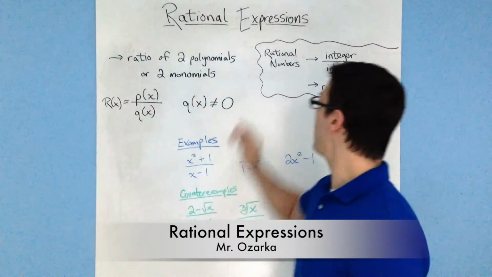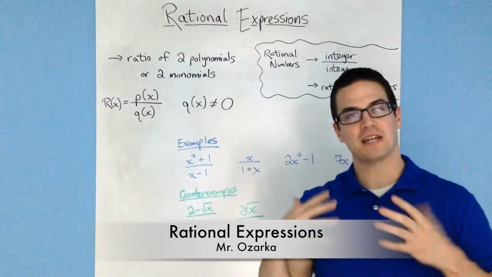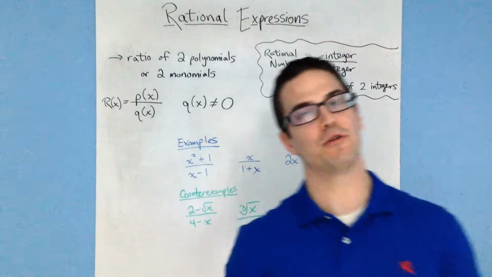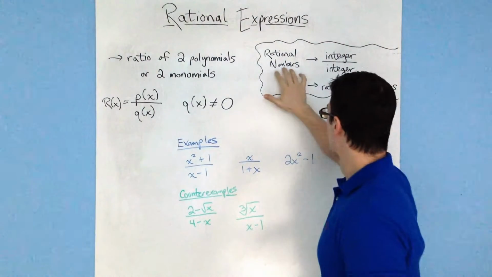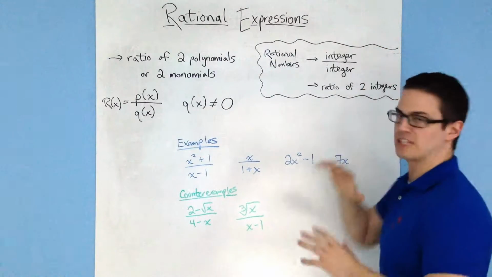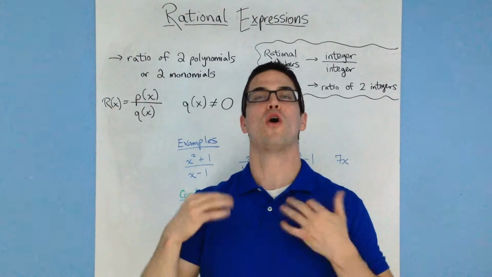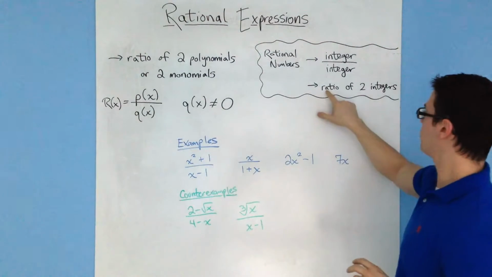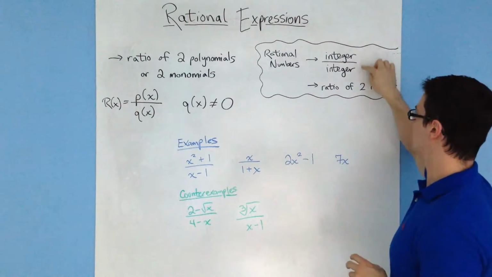Alright, so this is going to be a video about rational expressions, and to go over what rational expressions are, I want to review what rational numbers are. If you remember, rational numbers are when you have an integer divided by an integer. An integer is a positive or negative whole number or zero. Or you can look at it as a ratio of two integers because we have an integer over an integer.